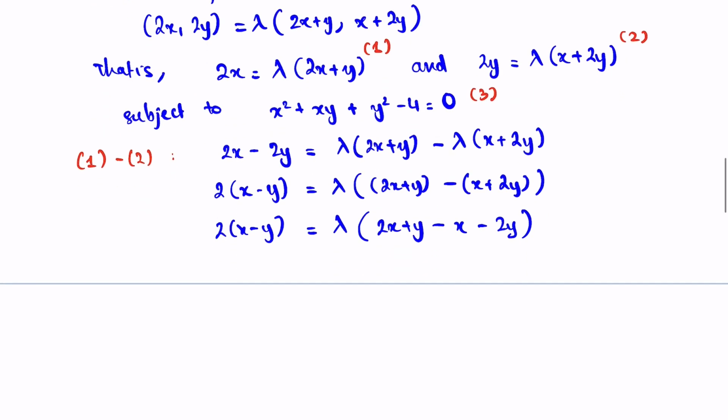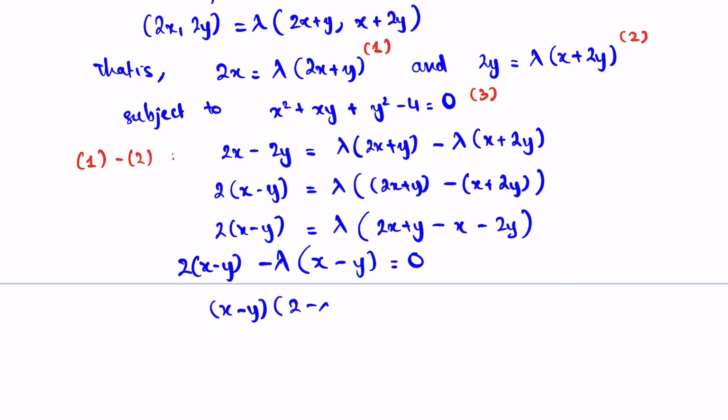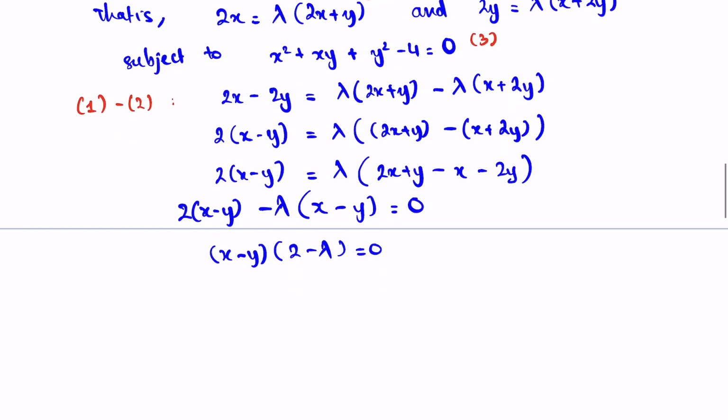And I'm going to move everything to one side of the equation. I got 2 times (x minus y) minus lambda times (x minus y) equal to 0. And at this point, you recognize that x minus y is a common factor. Therefore, you have (x minus y) times (2 minus lambda) equal to 0, which implies that y is equal to x or lambda is equal to 2.